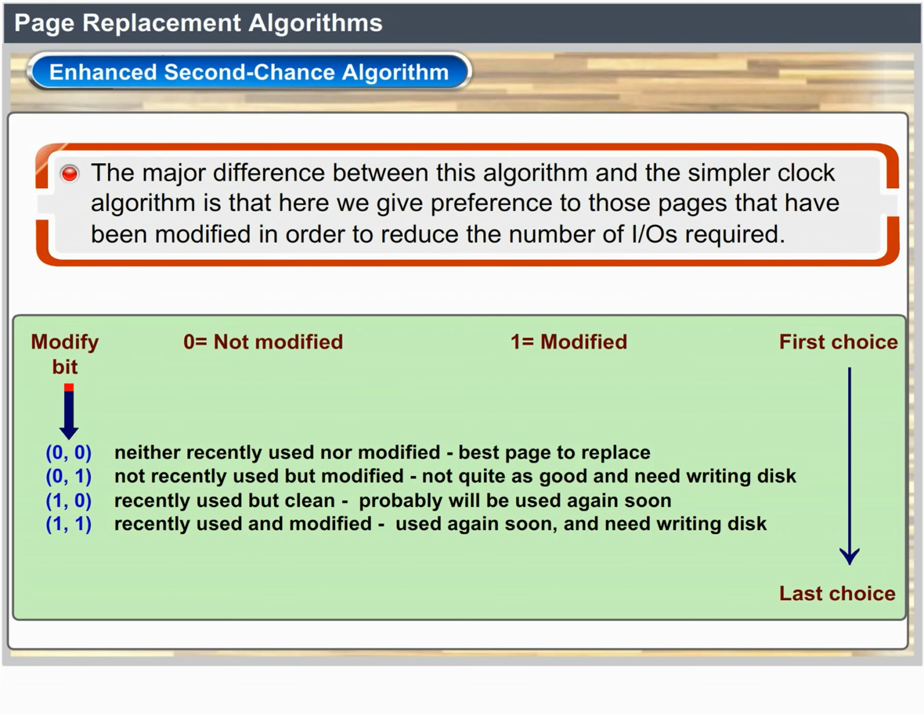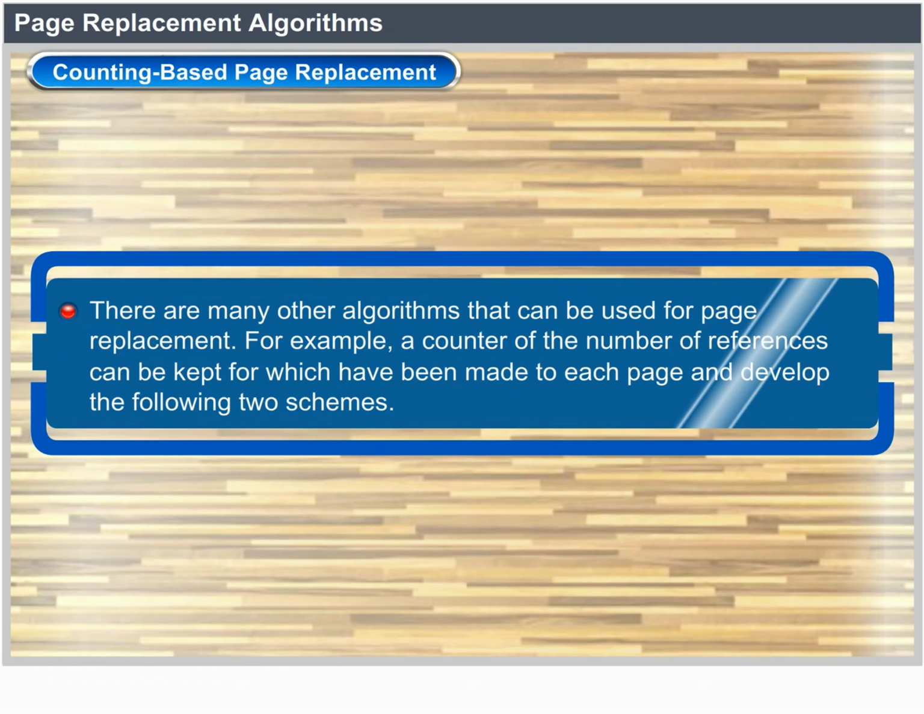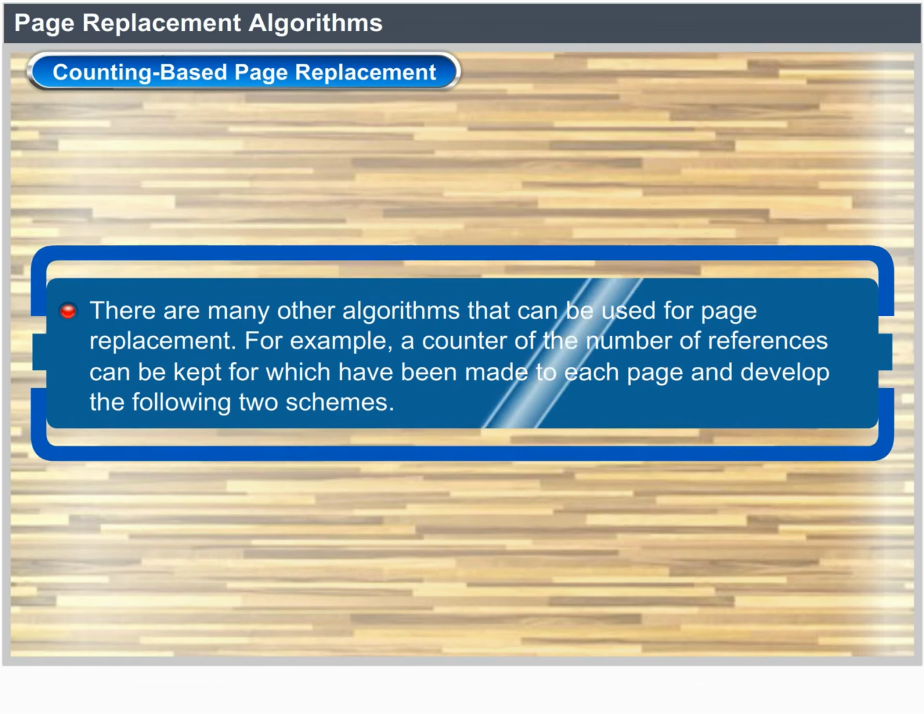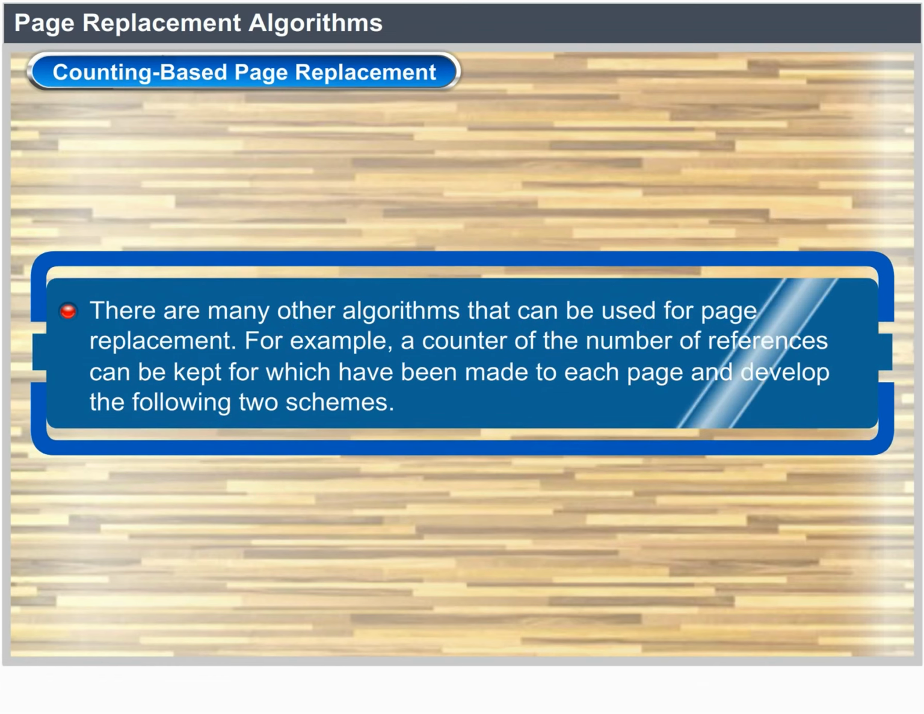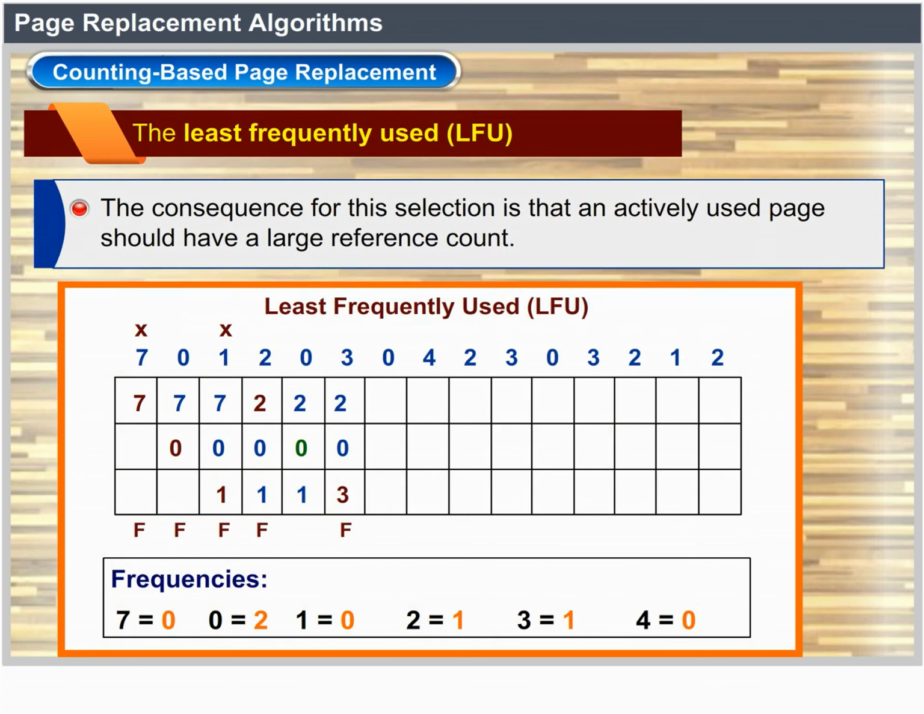Counting-based page replacement. There are many other algorithms that can be used for page replacement. For example, we can keep a counter of the number of references that have been made to each page and develop the following two schemes. The least frequently used, LFU. The LFU page replacement algorithm requires that the page with the smallest count be replaced. The reason for the selection is that an actively used page should have a large reference count.